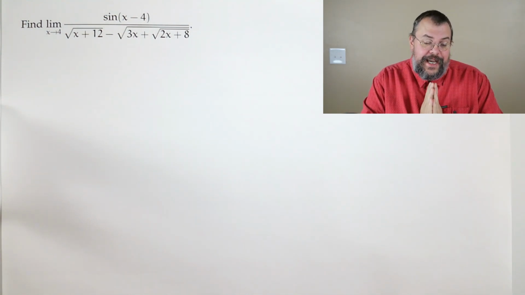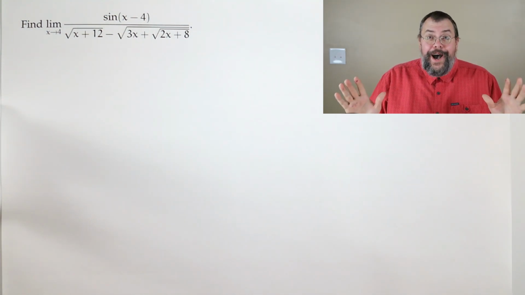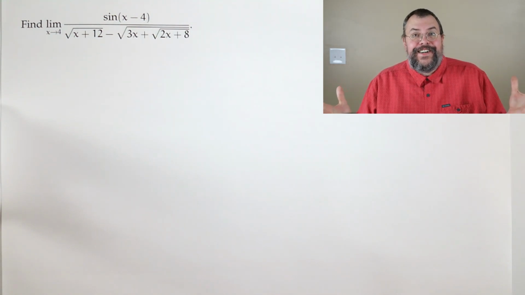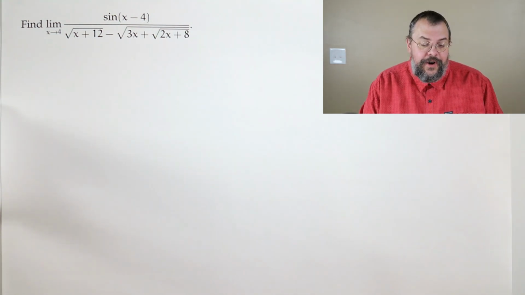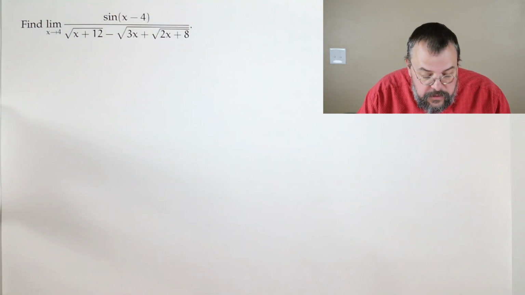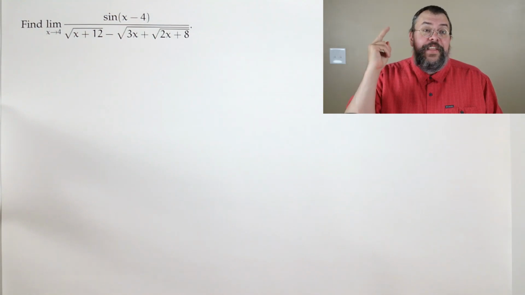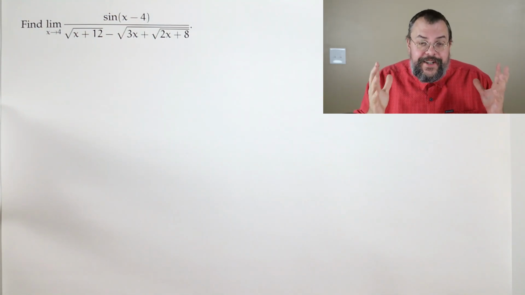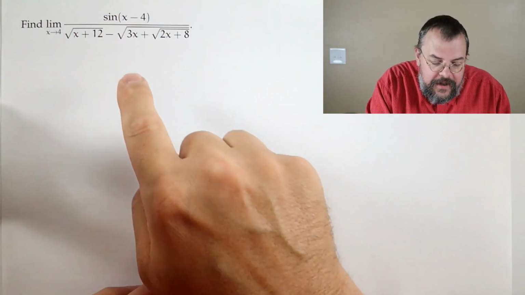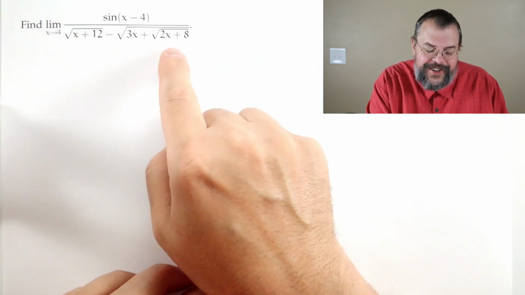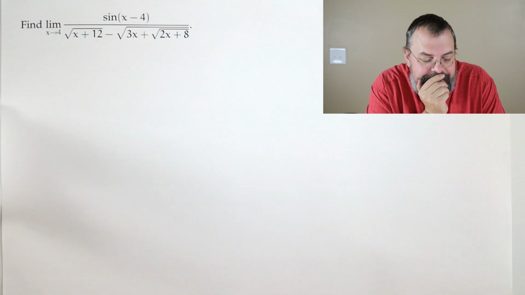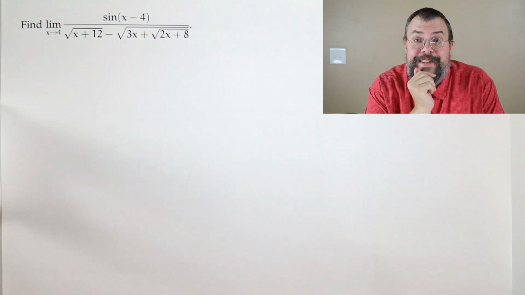So limit as x approaches 4. Whoa, 4. It's not 0. It's nice to have something different. Sine of x minus 4 over the square root of x plus 12 minus, oh my goodness, is that 2 square roots? Okay, anyways, gotta calm down. Square root of 3x plus the square root of 2x plus 8. Okay, wow. Well, let's plug in 4 and let's see what we have.